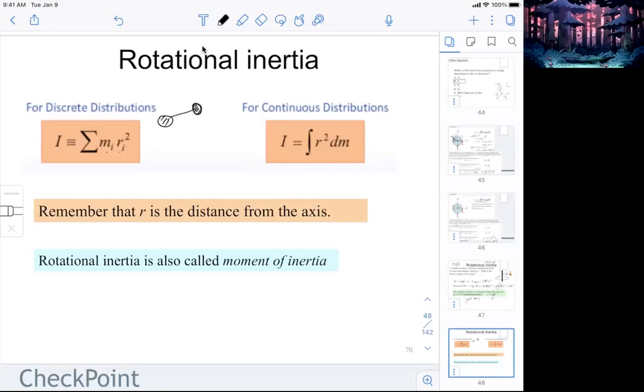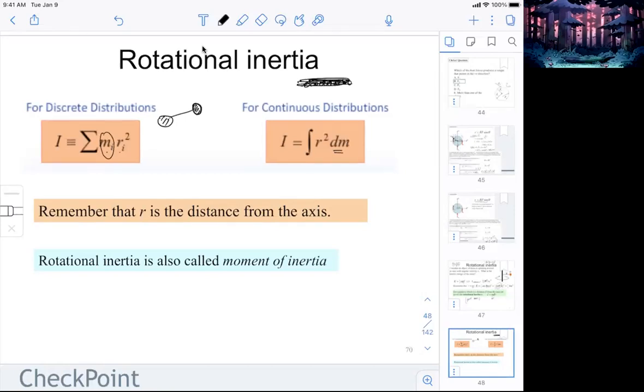But instead of one discrete object, you have a continuous distribution. Imagine you have many dots connected, right? So that gives you like a long bar. It's a continuous distribution. Then you need to do it using integrals. So instead of adding a little bit of mass, each of the mass is now represented by little dm. You're integrating over the r squared times dm.